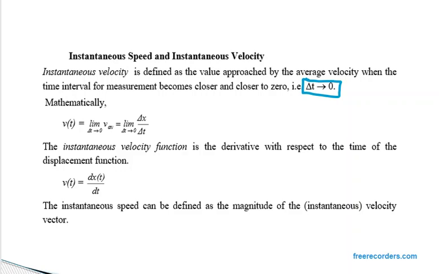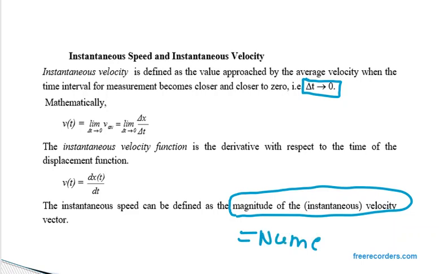Now, you should know the difference between instantaneous velocity and instantaneous speed. In the case of instantaneous speed, we only take the magnitude of the instantaneous velocity vector. So you just need to take the numerical value of instantaneous velocity. That is the difference between instantaneous speed and instantaneous velocity.